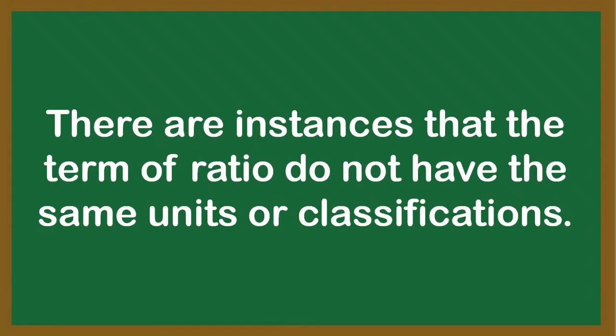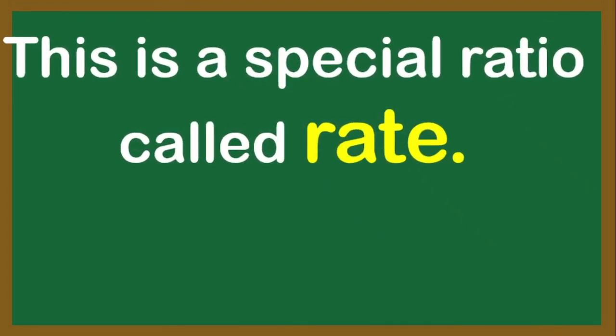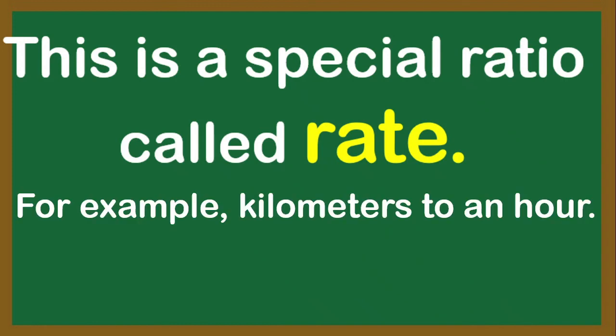There are instances where the terms of a ratio do not have the same units or classifications. This is a special ratio called a rate. For example, we have kilometers to an hour. Kilometers and hour cannot be converted to the same quantity, so when we compare these two quantities, they are called a rate.